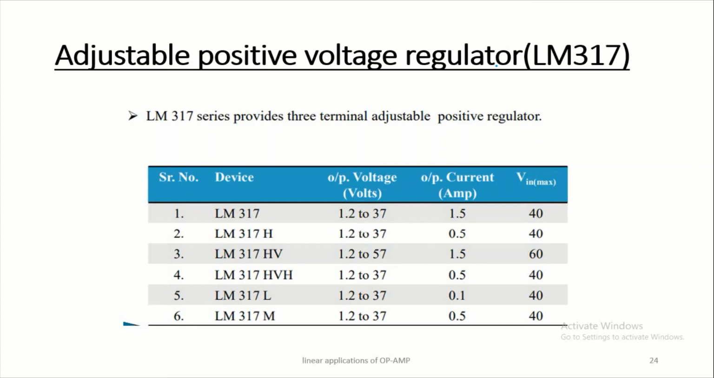The different categories of regulators of this series are available to produce different output voltage ranges as shown in this table, and the pin configuration of the IC is discussed in the next slide. The LM317 has an output voltage range from 1.2 to 37 volt, the output current is 1.5 ampere, and the maximum input voltage is 40 volt.